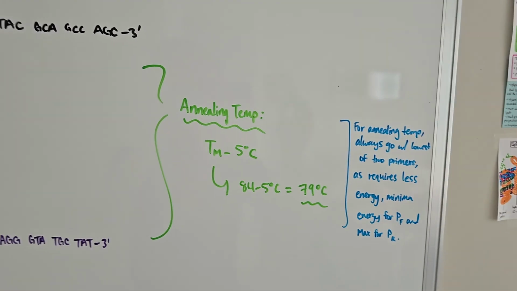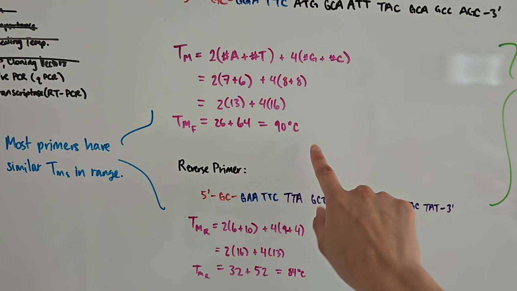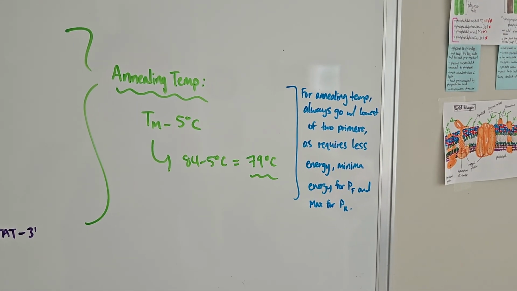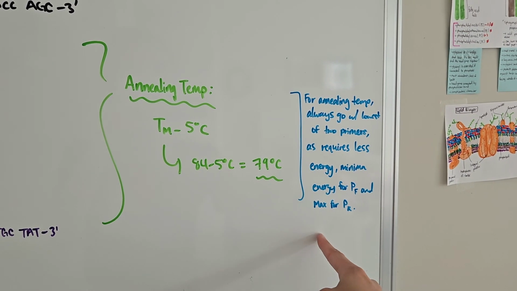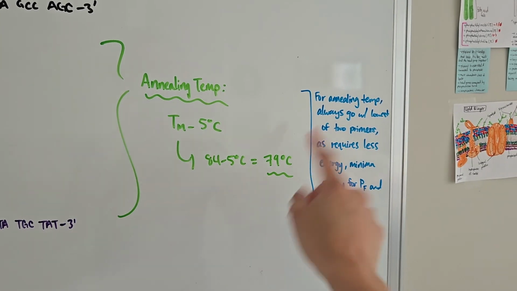Annealing temperature is melting temperature minus 5 degrees. And because we have two different ones, you're going to go with the lowest temperature. And this is because it requires less energy. So that's pretty much it. We're going to go with 84 minus 5. We get 79 degrees Celsius for our annealing temperature.